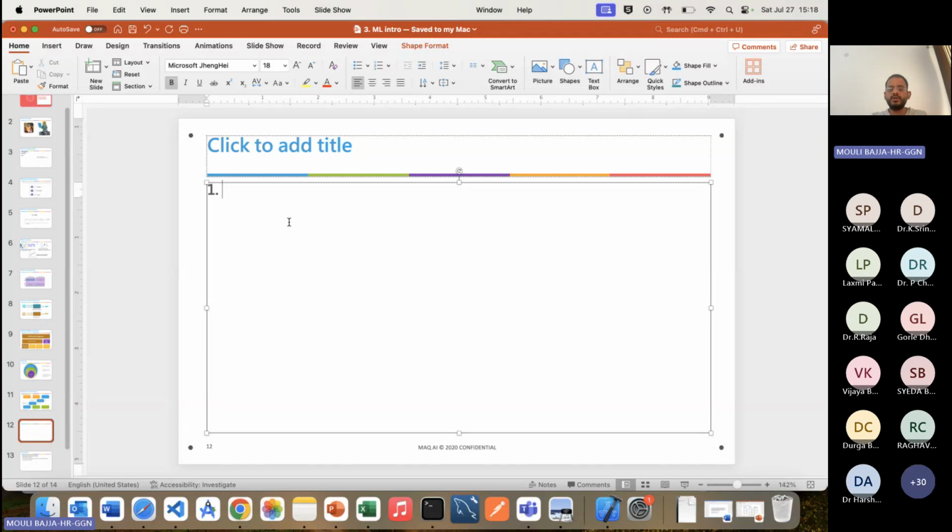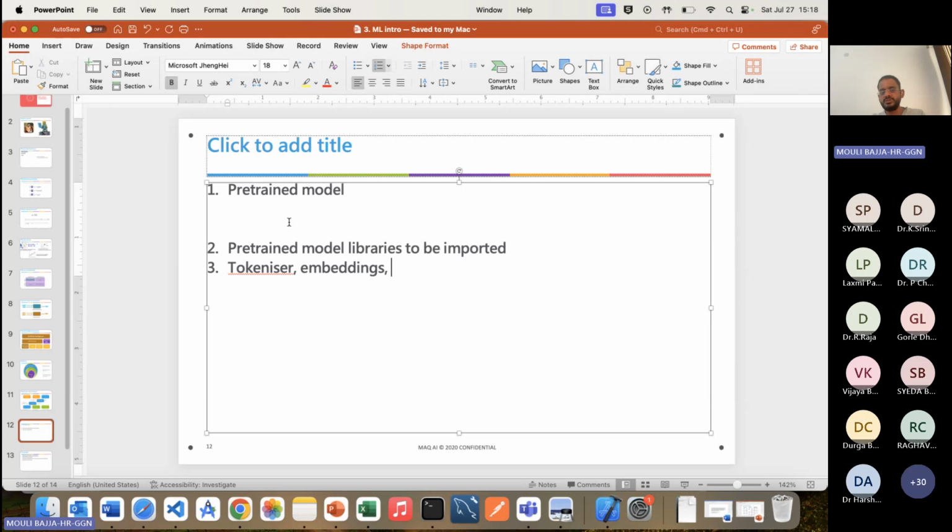Number one, let's say it's already there. We have a pre-trained model available. To build any model, number one, you will have to get the pre-trained model libraries to be imported. And typically libraries are, you need a tokenizer, you need embeddings, you need the model, the pre-trained model.